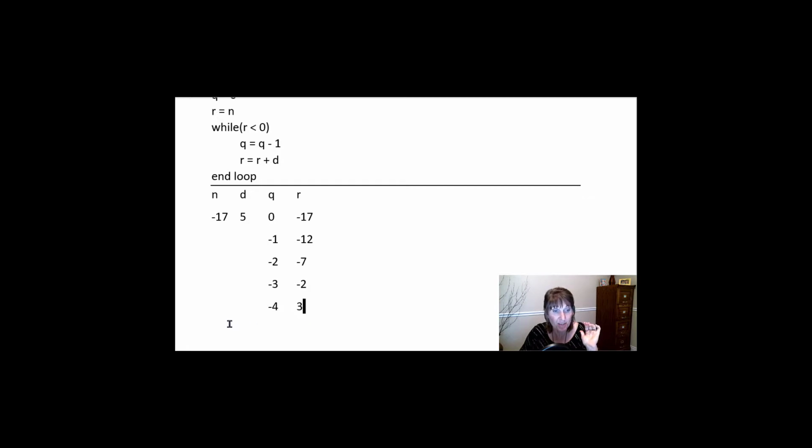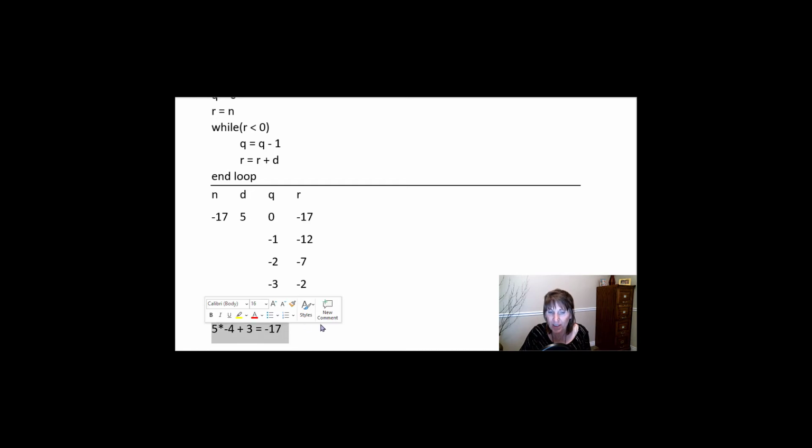Now let's verify that, by taking our divisor times the quotient. So we're going to take 5 times negative 4, divisor times the quotient, plus the remainder, and our remainder is 3, and we're going to see what that is. So what is it? We take 5 times negative 4, that gives us negative 20. We add 3 to it, that gives us negative 17, and sure enough, it validates.